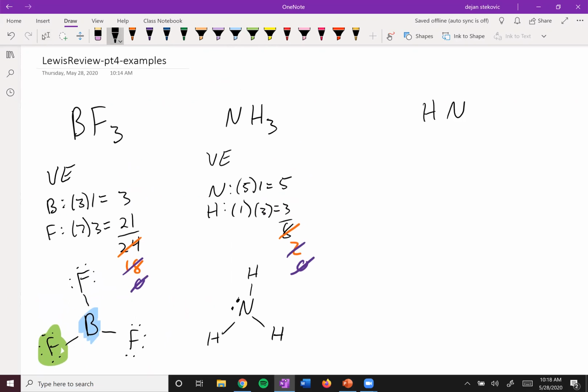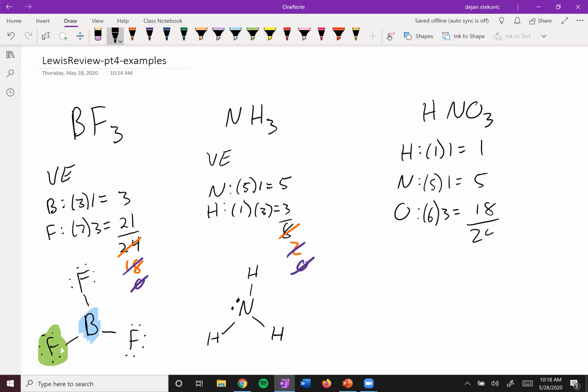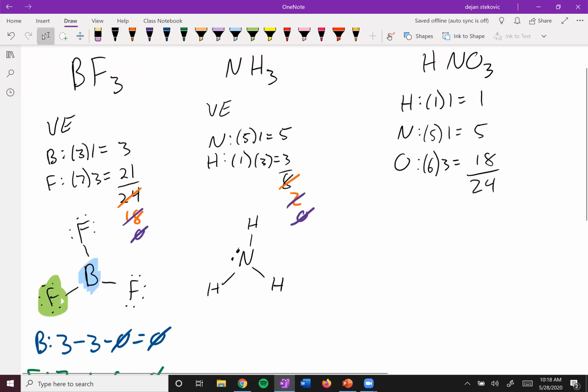Next up, we have HNO3, nitric acid. So go ahead, pause the video, work through this, and then we'll reconvene. All right, so hydrogen, nitrogen, and oxygen. Hydrogen has 1 valence electron. There's only 1 of them, so there's 1 electron. Nitrogen has 5. There's 1 of them, so that's 5. Oxygen has 6. There's 3 of them, so that's 18. If we sum this up, we get 24 valence electrons.